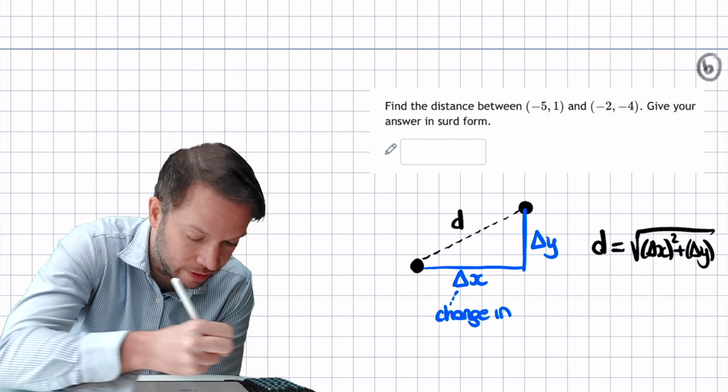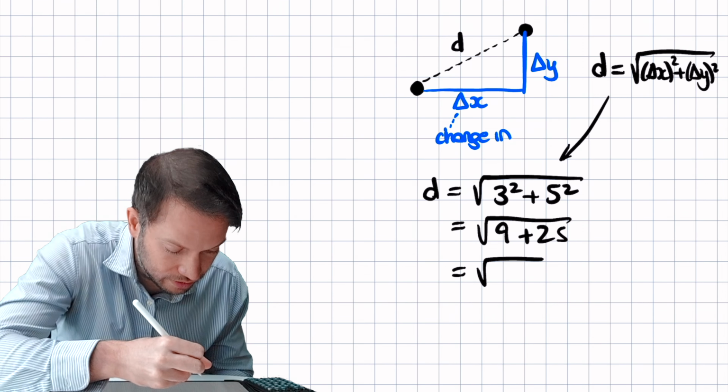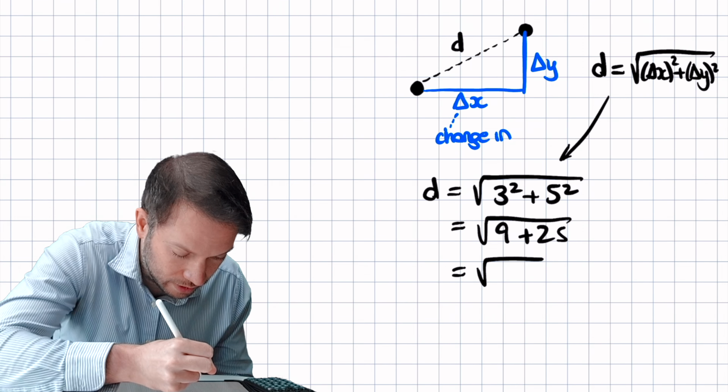So that means, using this formula here, the distance between the 2 points is the square root of the change in the x value squared. So this is the change in x here. The change in x is 3, so 3 squared, plus the change in the y value squared, and this was the change in y here, so 5 squared, and that's going to be square root of 9 plus 25, which is, what is that? So that is just root 34.